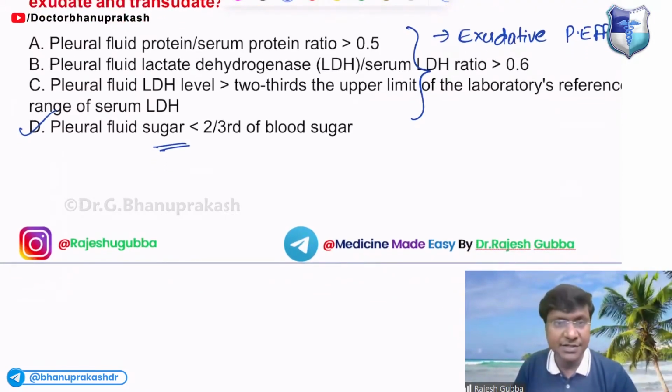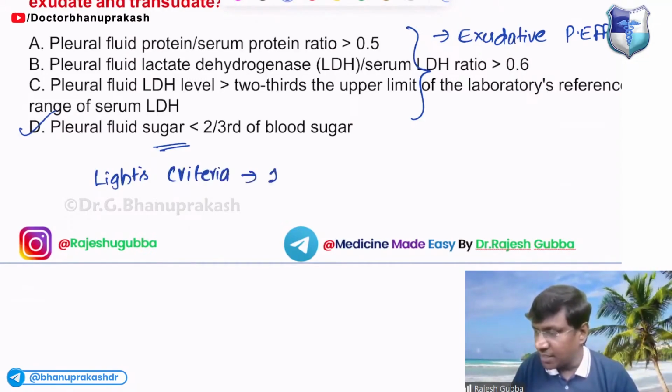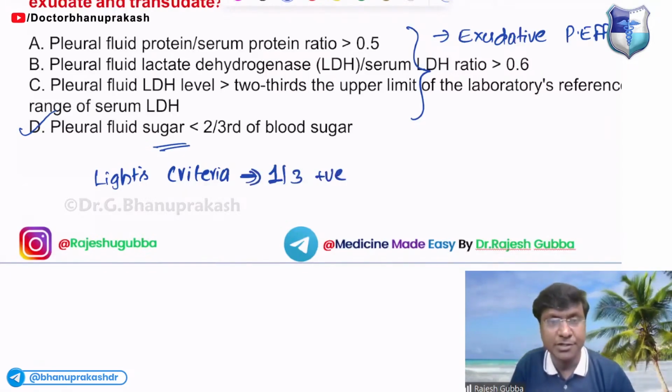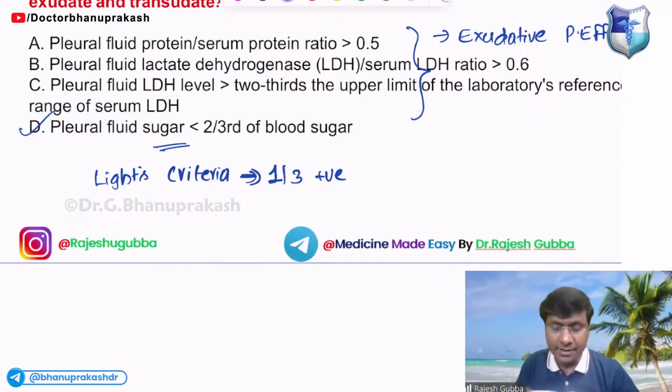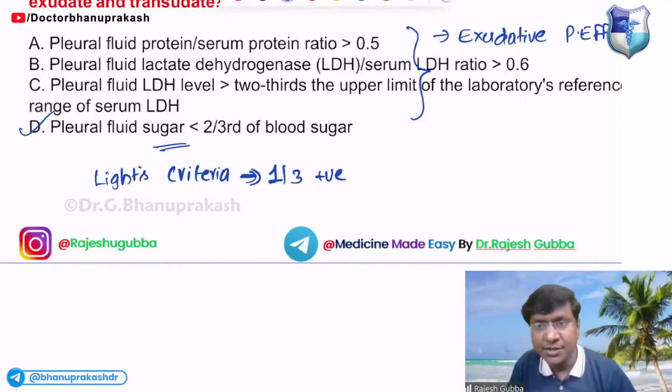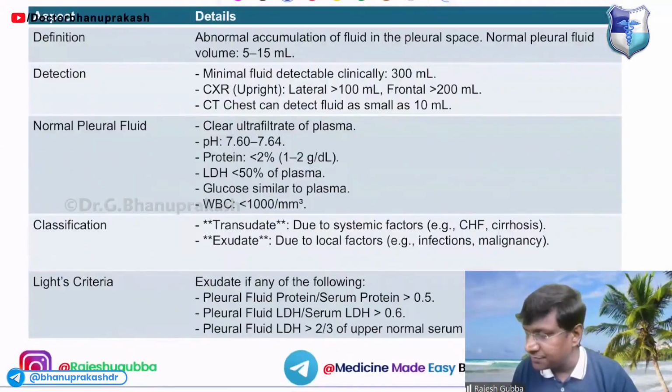Now, out of these 3 features, how many should be there to consider the Light's criteria to be positive? If you take the Light's criteria, at least 1 out of 3 should be positive. And that is what is considered as exudative type of pleural effusion, right? So now let us start with the discussion related to pleural effusion. Are all of you ready?